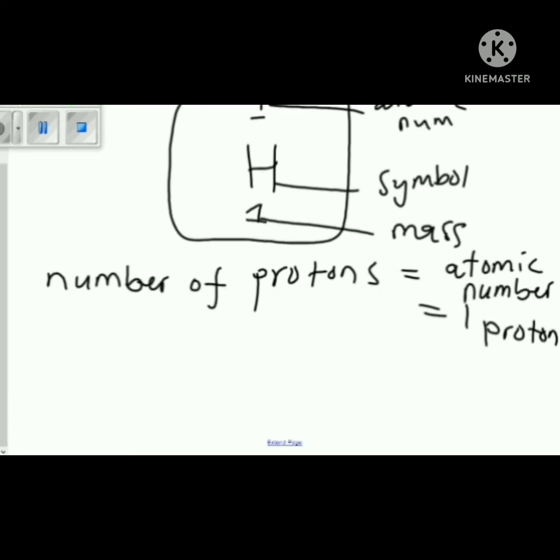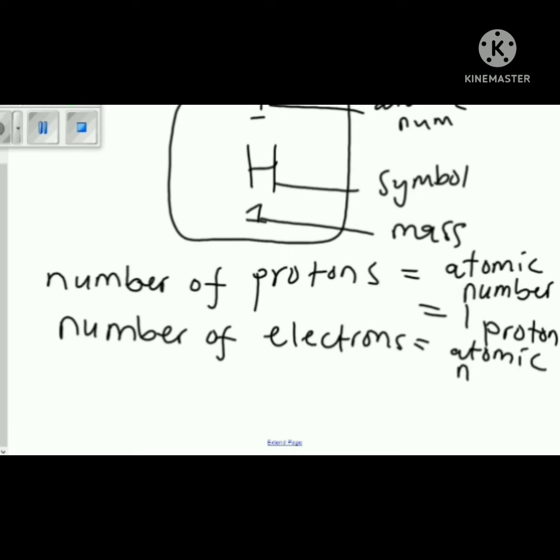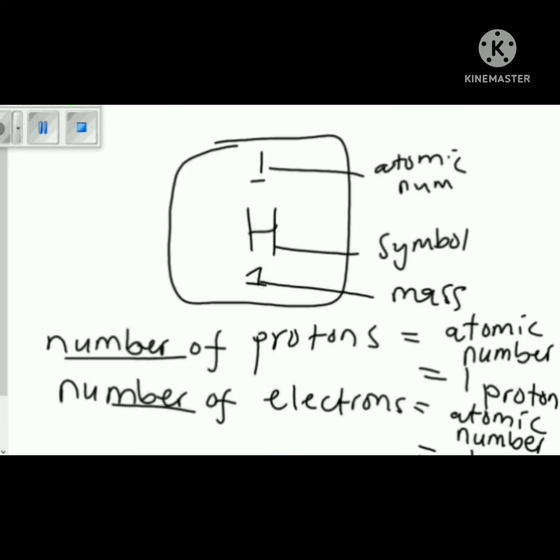Right. And then we go next to the number of electrons, which are the negative charges of an atom. The number of electrons is also equal to the atomic number. There is no difference there. So here we've got the number of protons and the number of electrons, all equated to the atomic number. It means in hydrogen, we've got only 1 electron.